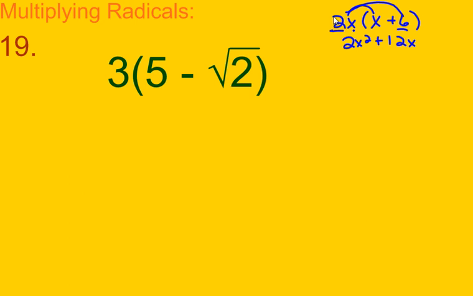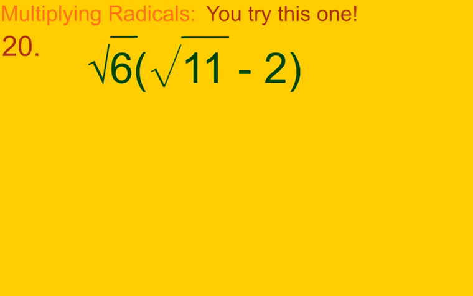So in 19, I'm distributing a 3, so I'd have 3 times 5, which is 15, minus 3 times root 2 would be 3 root 2. So you can treat that root kind of like a variable. We don't multiply the 3 times the 2 unless they're both under square roots. Number 20, you try that one quick and see what you get.